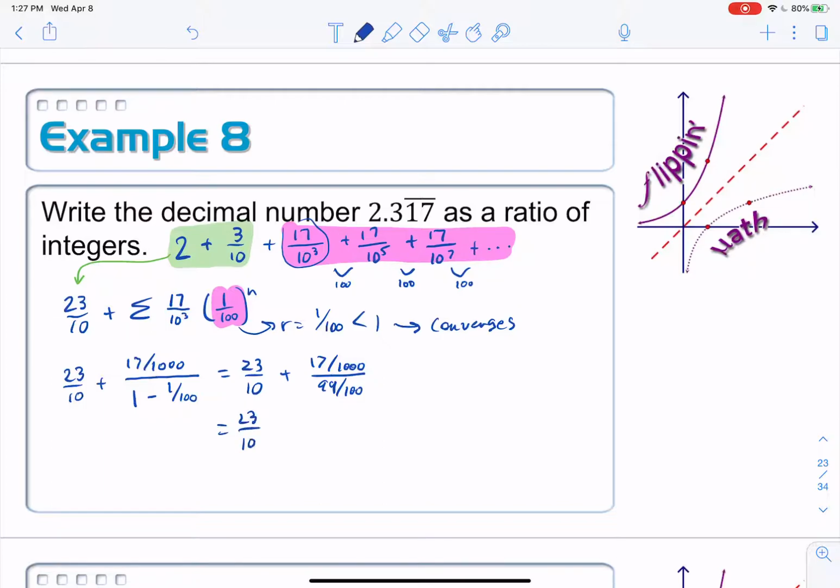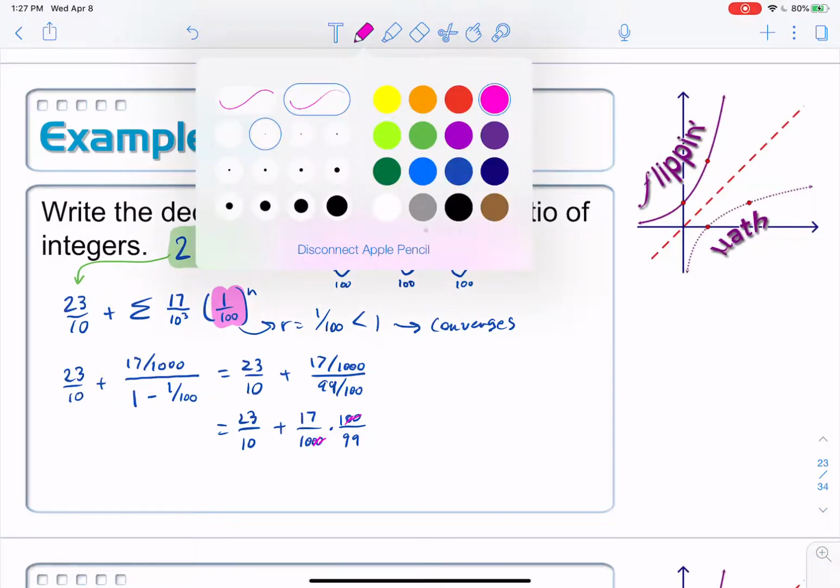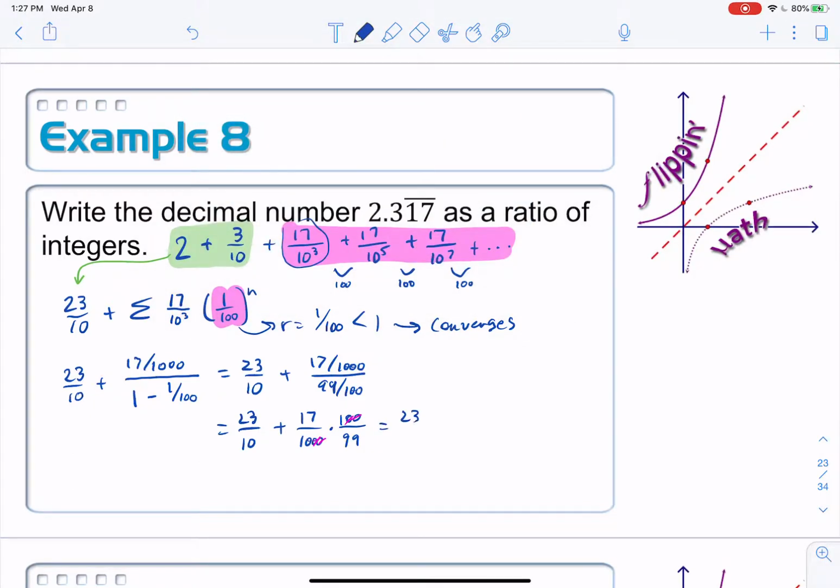23 over 10, and this is basically equal to 17 over 1,000 times, I take the reciprocal because I'm dividing by a fraction, 100 over 99, right? So now let's simplify here. We can cancel out a couple of zeros for sure, and I'm left with 17 times 1 on the top, and then 10 times 99 on the bottom. That's going to be easy enough to do. 23 over 10 plus 17 over 990.